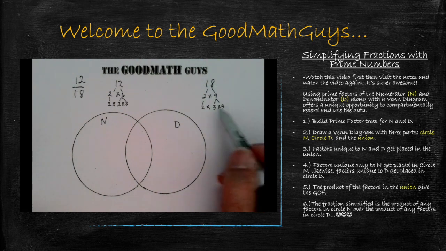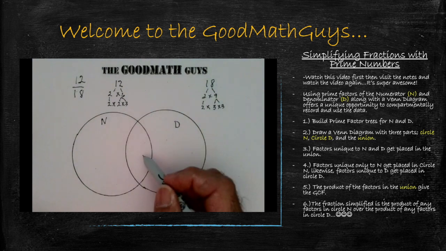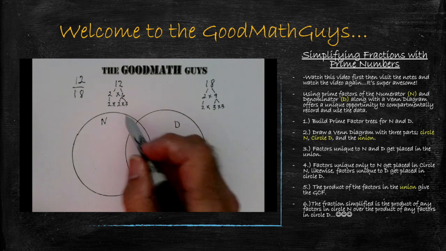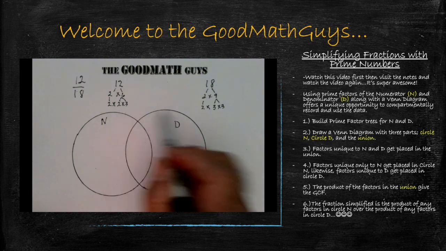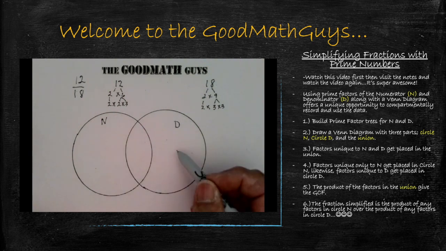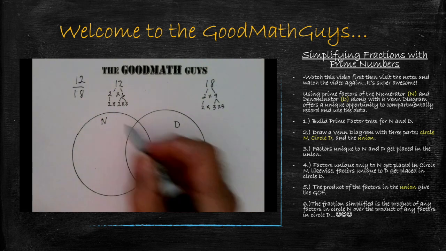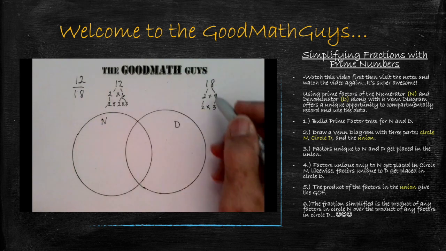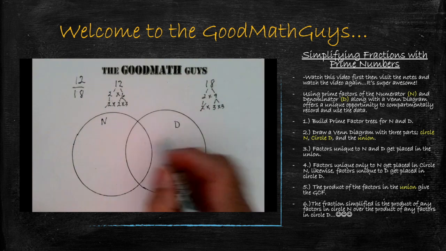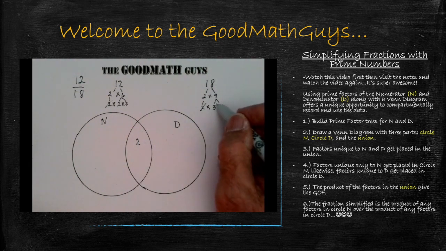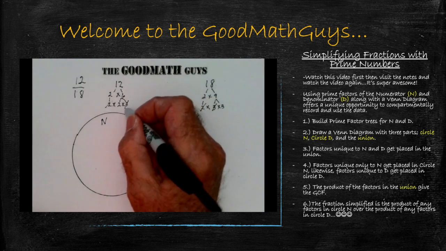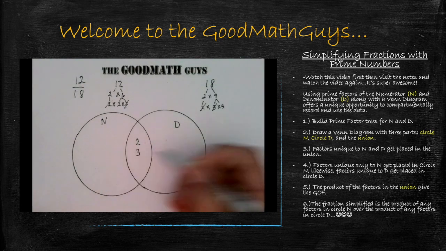Now, here's what we're going to do. We're going to take these factors and we're going to plug them into our Venn diagram. And remember, I said factors that are shared by both go into the union of both of these sets, and factors that are not shared go into their specific areas. Okay, so let's do that. I see a 2 right here, and I see a 2 right here, so that's a shared factor. It's going to go in the center. I see a 3 right here, and I see a 3 right here, so that 3 is a shared factor.